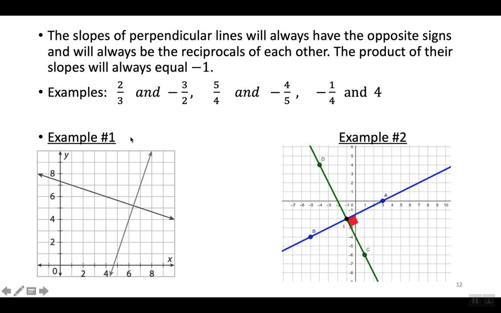Alright guys, I switched example 2 to one that is perpendicular. Alright, so let's go over this example 2. Cambié el segundo ejemplo porque el que tenía ahí primero no era perpendicular.